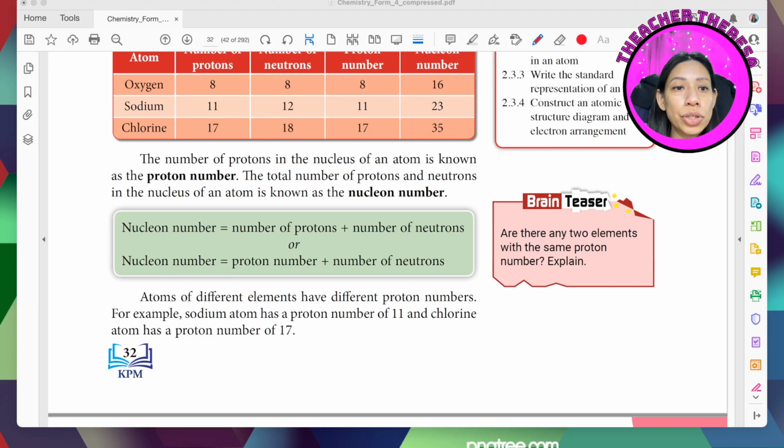All right, so nucleon number is not nucleus number. Be very careful. Nucleon number consists of protons and neutrons. So nucleon number is the total. Why do we say total? It is because nucleon number consists of protons and neutrons. So the total number of protons and neutrons where? In the nucleus.